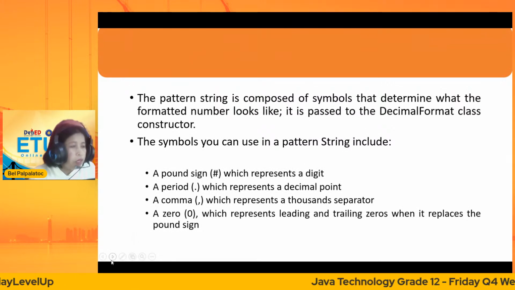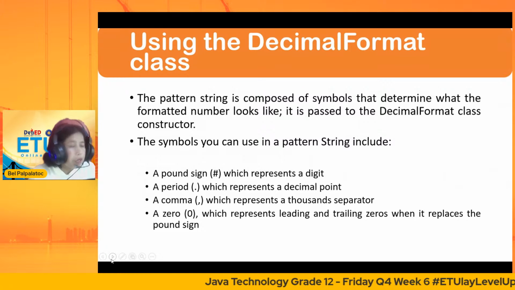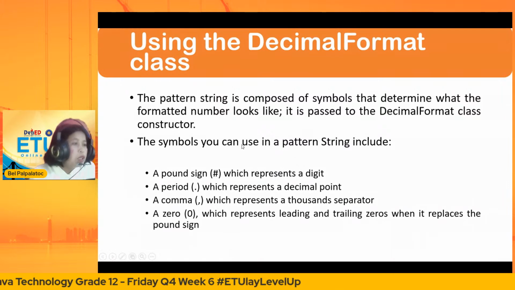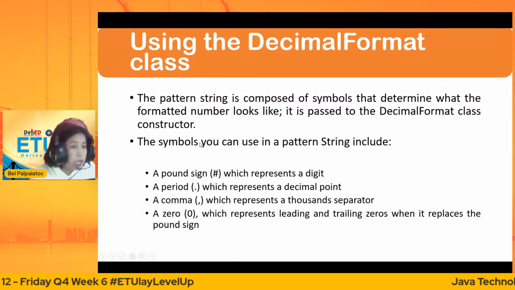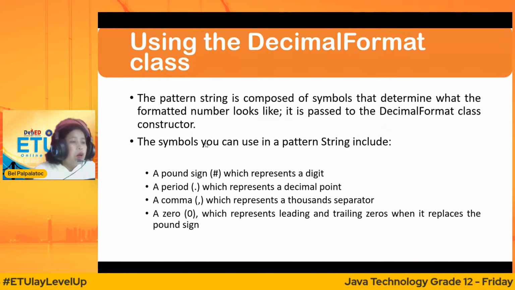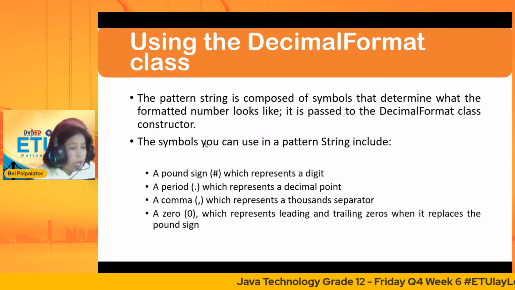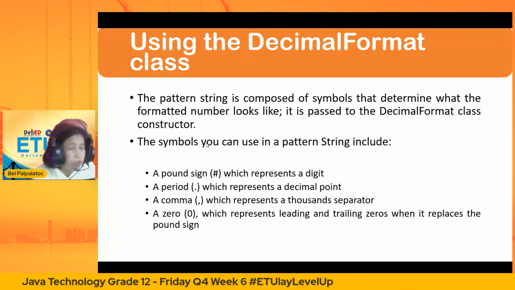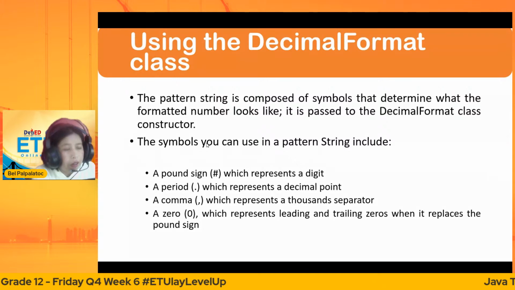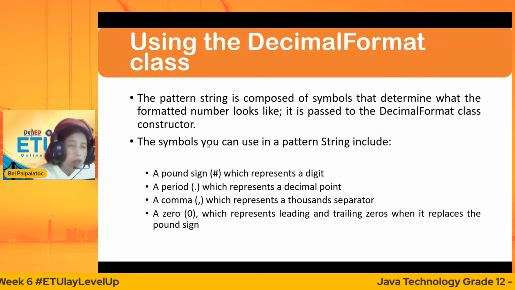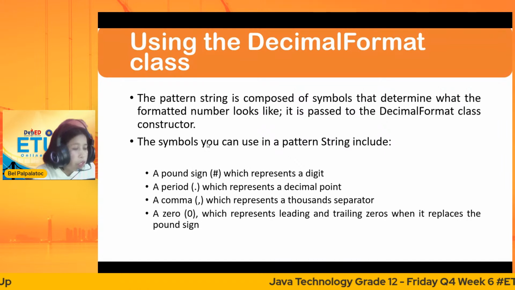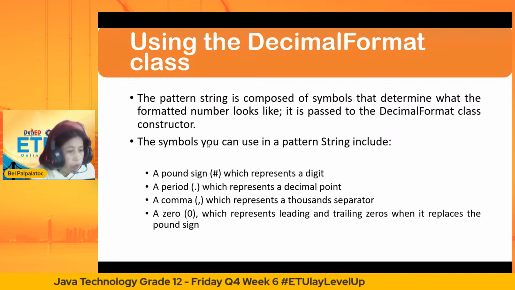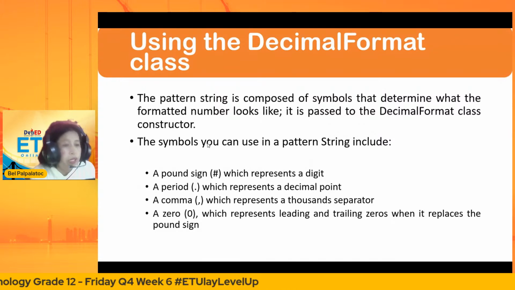Okay. So when you use DecimalFormat to format certain numbers, there are certain symbols that are used. When you use the pound sign or number sign, this represents a digit. For example, for a number like 33, the pattern would be number sign, number sign. So the pound sign represents a digit.